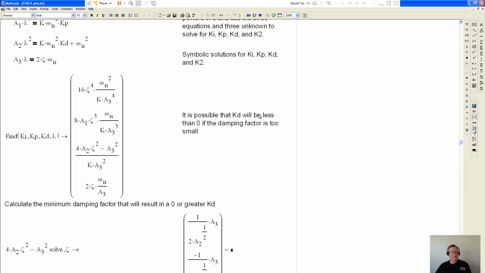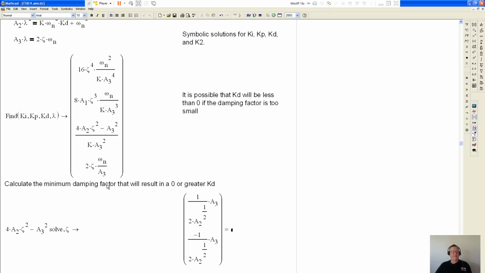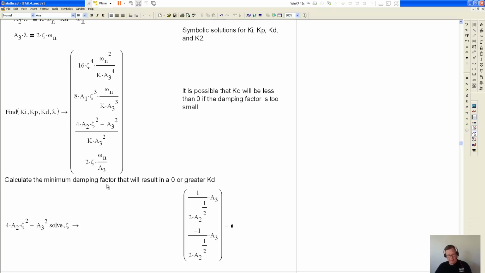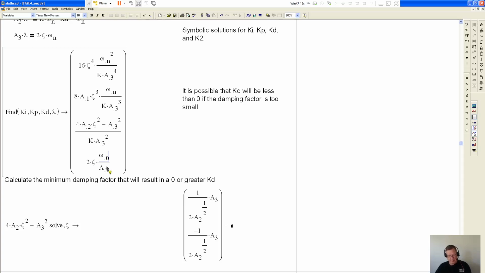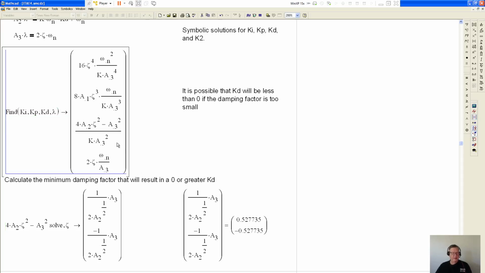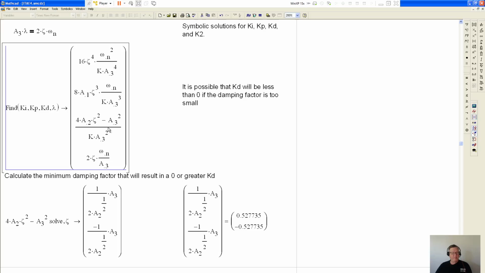So I need to have 4 unknowns. I have a Ki, Kp, and Kd, but I also have an unknown lambda. So what this does is it fixes lambda, and you can see that this is going to be very prone to having negative gains, because if zeta happens to be less than 0.52, that's the damping factor, the derivative gain is going to be negative.